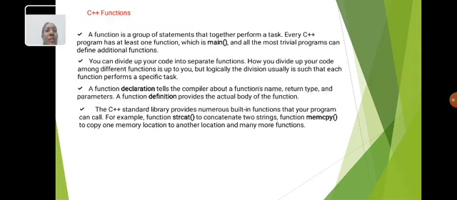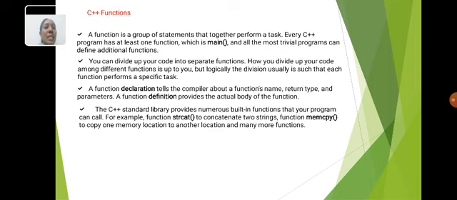C++ functions. A function is a group of statements that together perform a task. Every C++ program has at least one function, which is main, and all the most reliable programs can define additional functions. You can divide up your code into separate functions. How you divide up your code among different functions is up to you. But logically, the division usually is such that each function performs a specific task.